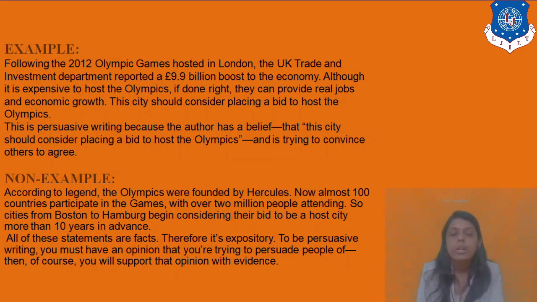Now, a non-example of it. According to the legends, the Olympics were founded by Hercules. Now, almost 100 countries participate in the games with over 2 million people attending. So cities from Boston to Hamburg begin considering their bid to be a host city more than 10 years in advance. All of these statements are facts, figures, right? They are giving you information. So it is known as expository style of writing, right? So in persuasive, you give your opinion, not just the information, right? So here the information is given that these many people attend the Olympics, it was invented when, right? So that's why it is known as expository style of writing.